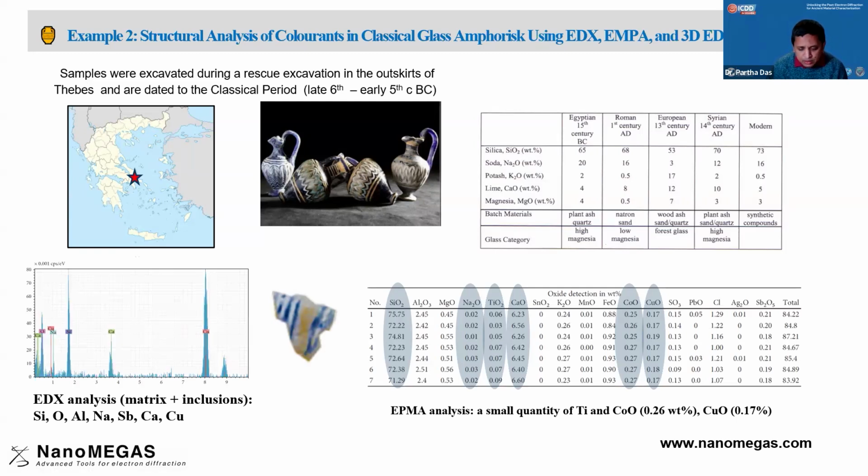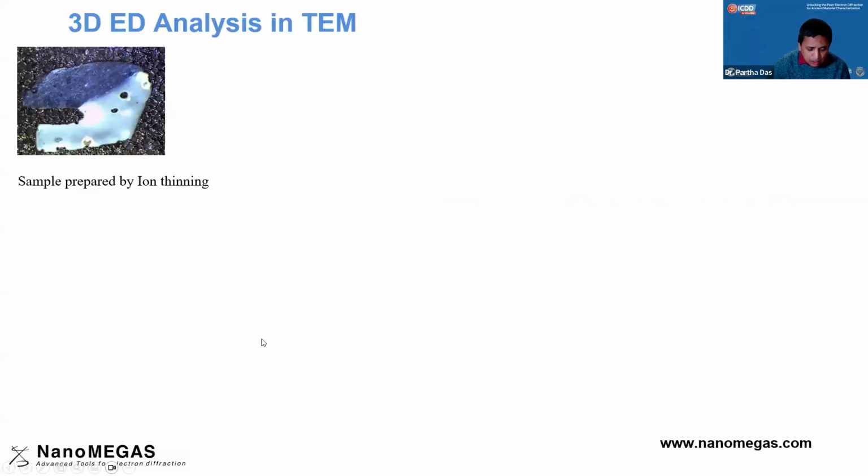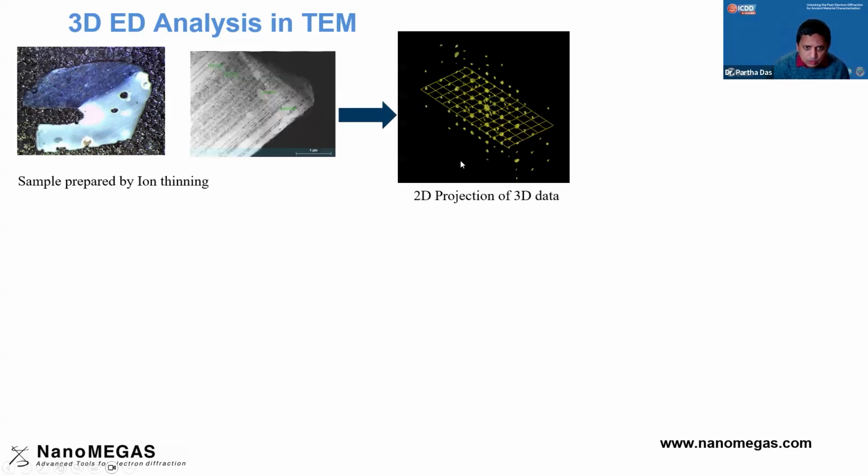From the EDX and EPMA, we see trace elements beyond silicon and oxygen, which are always there in glass materials. We saw the presence of TiO2, cobalt oxide, and copper oxides. And then we said, okay, let's go one step ahead and see what else is in the sample. So we did some ion thinning for the sample preparation, and once we had the sample, we went to the electron microscope, and it's very difficult to distinguish the crystals in the strong background of the amorphous phase.